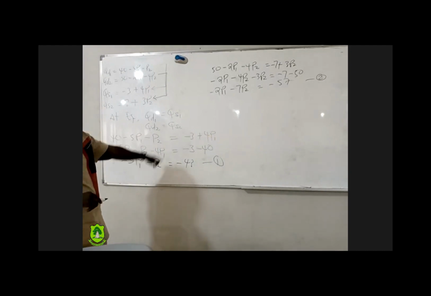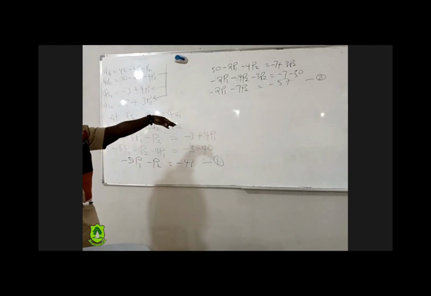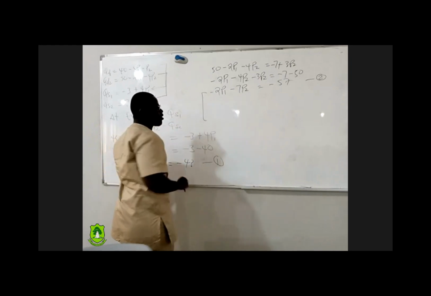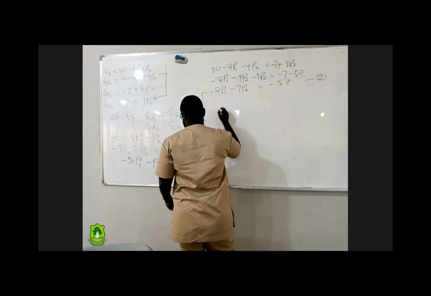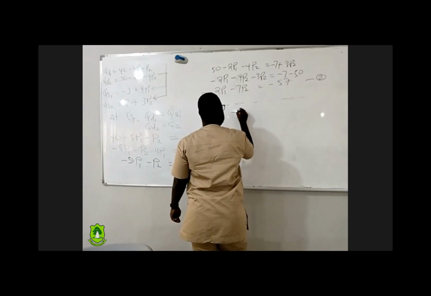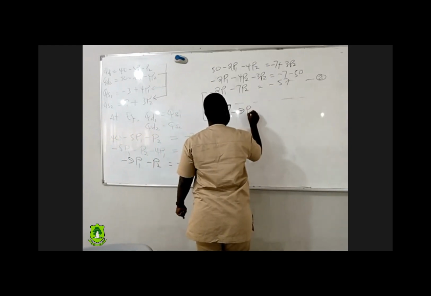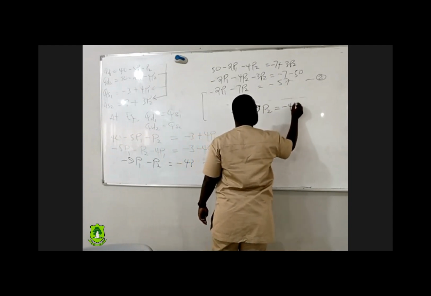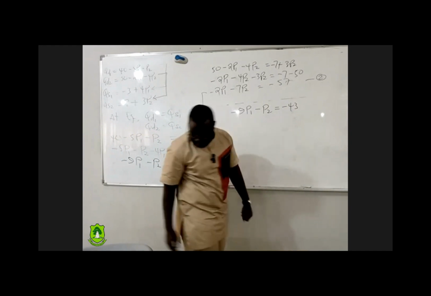So at equilibrium, they should clear. So this one is equation 2. This is equation 1. So we have, let me just write the whole thing again. So we have minus 9P1 minus P2 is equal to minus 43.